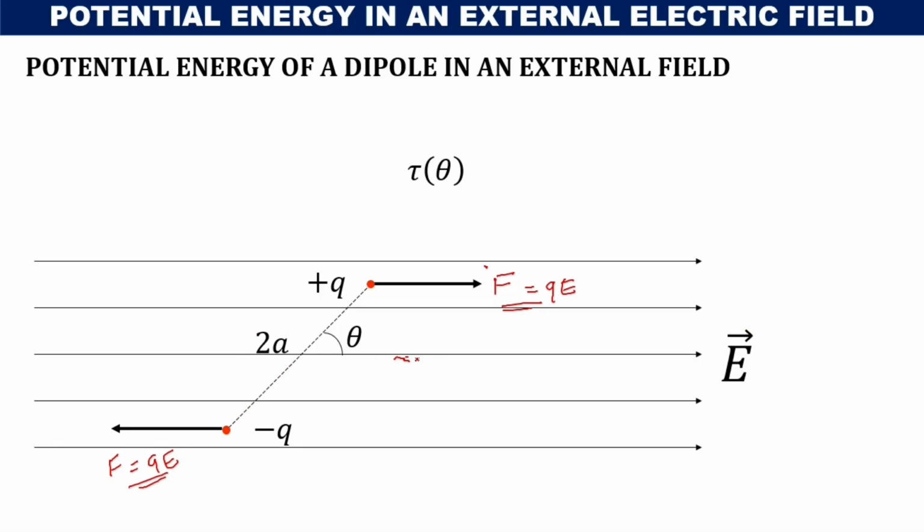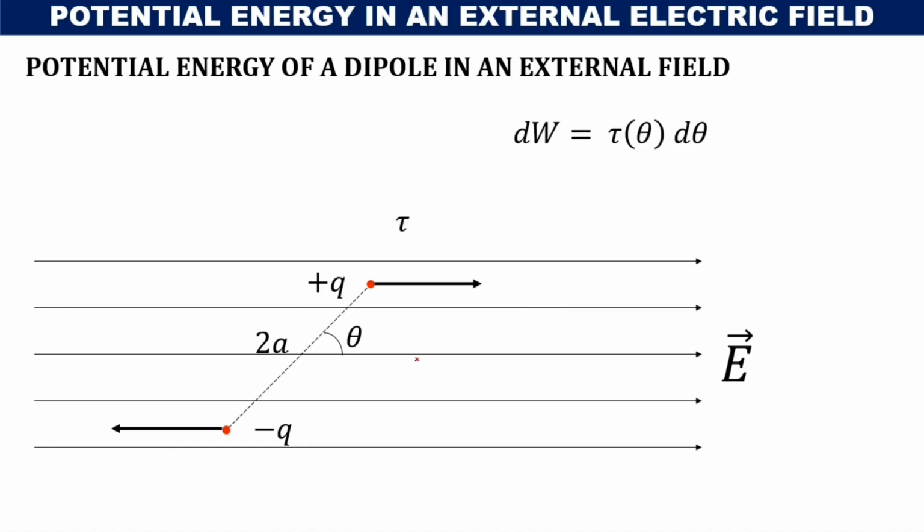We have already determined the torque in the previous chapter. I have provided the link to the video in the I button and in the description box. Please watch that video. We know that the expression for the torque is 2aq into E sin theta, where 2a is the distance of separation between the two charges of the dipole, q is the magnitude of either of the charges, and E is the electric field. Since 2aq is equal to the dipole moment P, the expression for the torque can be represented as PE sin theta. Here we have considered only the magnitude of the torque.